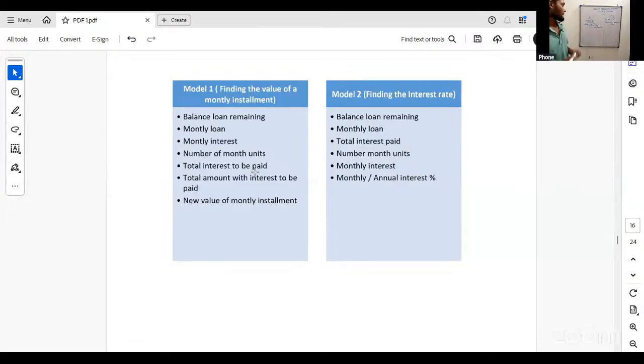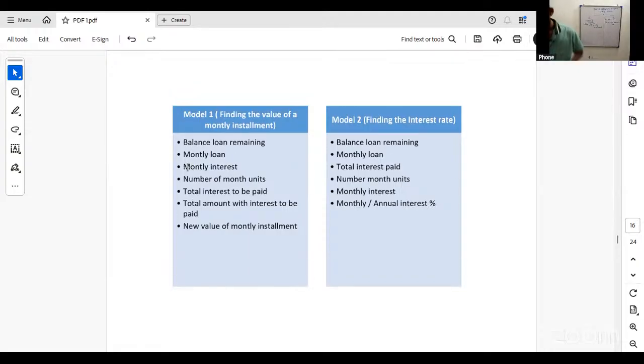First model, you have some steps to remember, and you have to go in order. First one, you have to find the balance loan remaining. Second one, you have to find the monthly loan. We'll do questions, and once we do, you will understand. So just look at this. First is balance loan, then monthly loan.